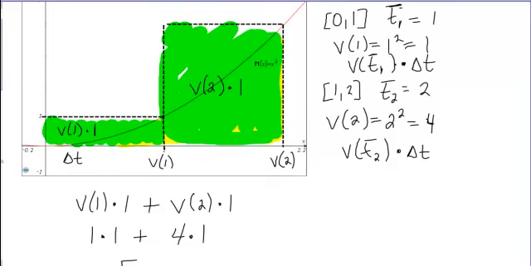Now, we can see from our picture that this estimate is really not going to be very good, because we've got actually a pretty significant overestimate. The rectangles that we've used to approximate the area under the curve are much larger than the actual area under the curve.